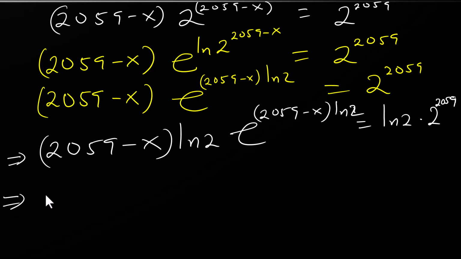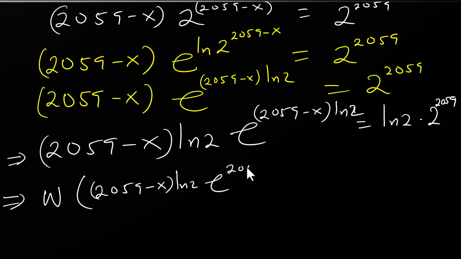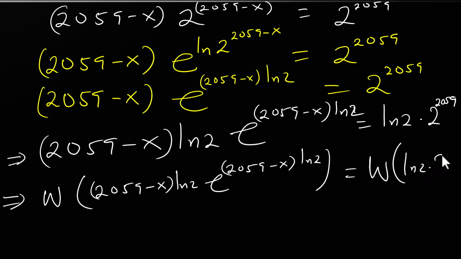So we have W function of 2059 minus x ln of 2 e to the 2059 minus x ln of 2 equals W function of ln of 2 times 2 raised to 2059. So this side, remember the rule, this equals that. So W function will be one of them.